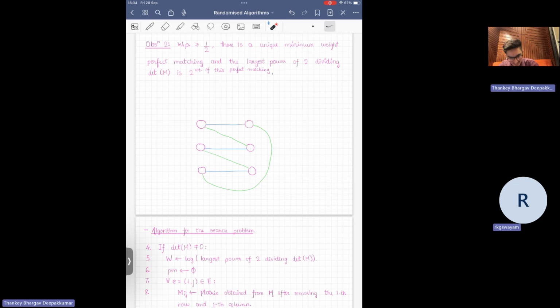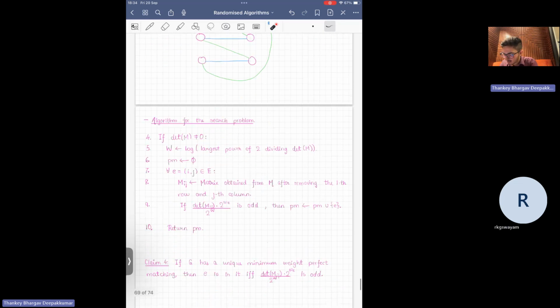Exactly. In fact, in this graph what would happen is you would end up adding every edge. Because what I did for these two, you can repeat the same analysis for these two and these two as well. So you would end up outputting all the edges if you did just that. That's why you need this 2 to the capital W, and that's why you need this 2 to the WE thing.